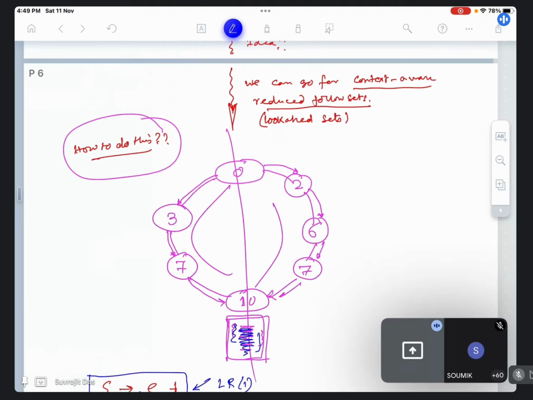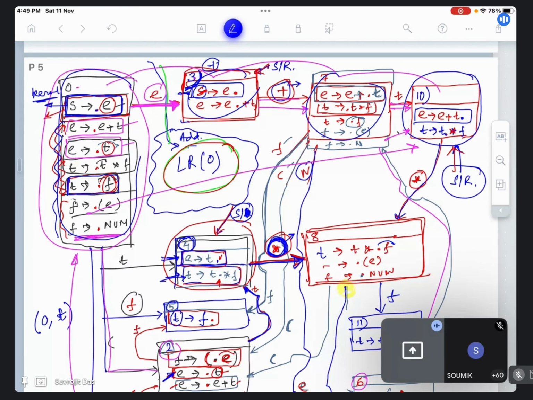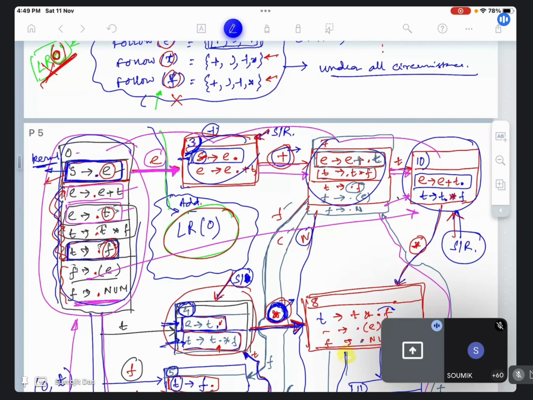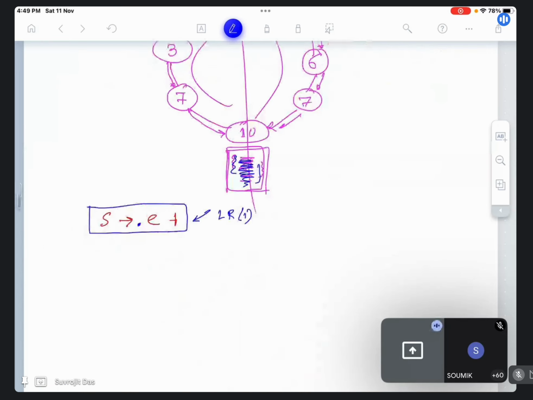And since we started our whole thing with this kernel item, S goes to dot E with a dot at the left, similarly here, we say that this is the kernel item of all LR1 items. And here, what we are doing is adding an extra symbol, that is the end of input symbol, for the kernel item, right?